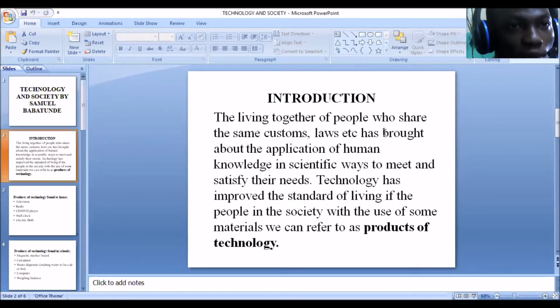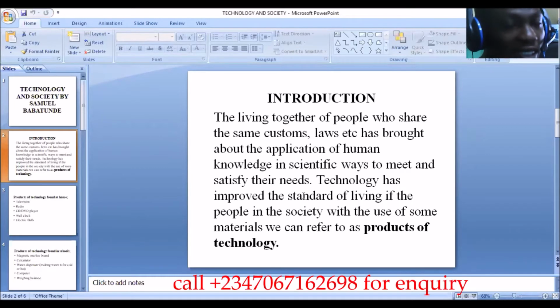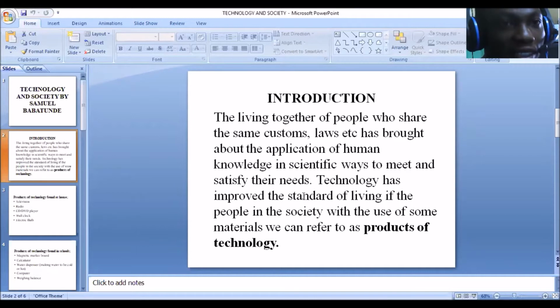The living together of people who share the same customs and laws, people living in a community or in a particular area, has brought about the application of human knowledge in scientific ways to meet and satisfy their needs. People living together brought about ideas, scientific knowledge, and put them into practical ways to make life easier for them, and that is technology. Technology is scientific knowledge that has been put into practice in order to make life easy, to bring comfort to man. You understand? So that is what technology is.